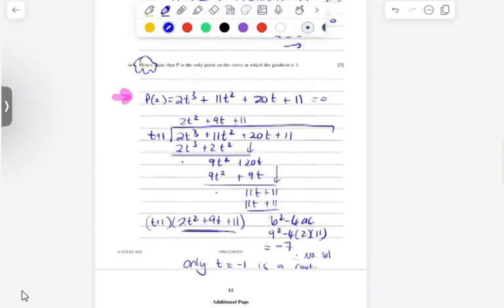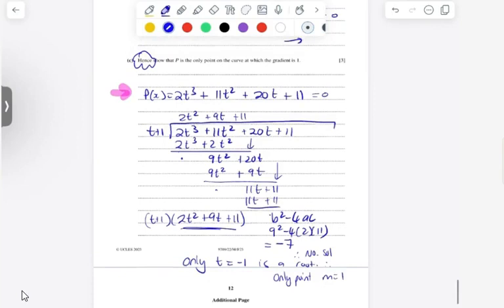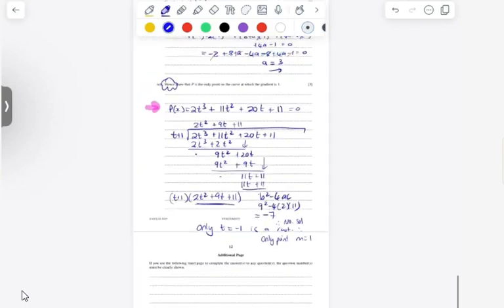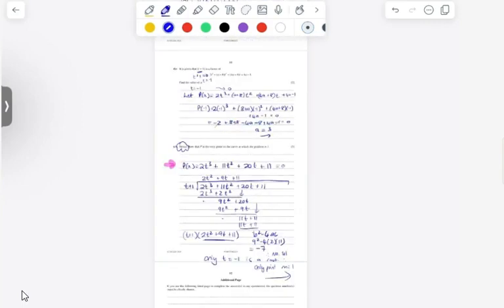Okay, and so therefore only point where the gradient is equal to 1, or dy dx is equal to 1. Okay, so I didn't do that very well with space, but that is our final answer.